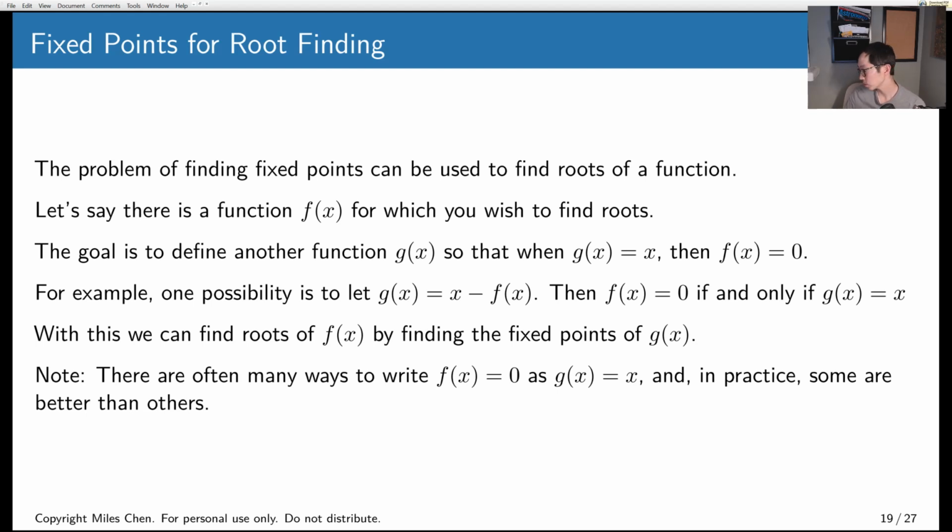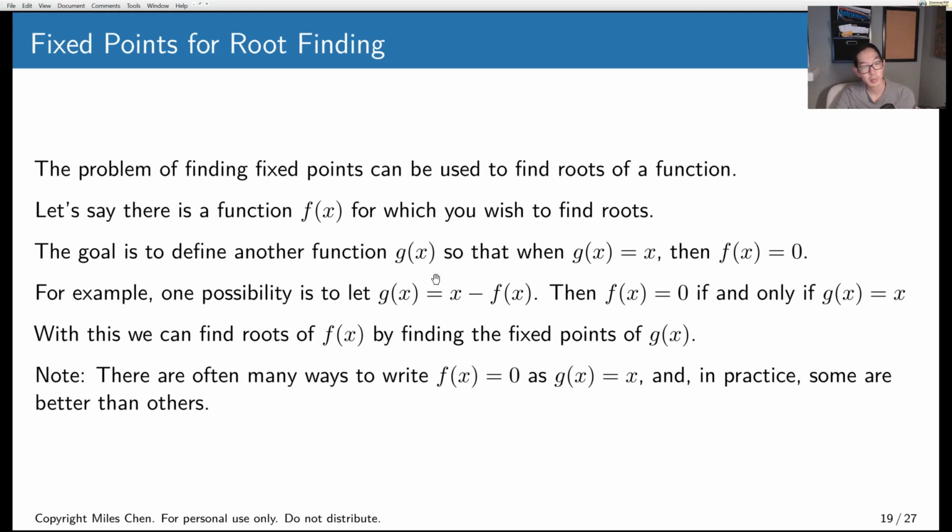One possibility is you just let g of x equal x minus f of x. We can say g of x is equal to x minus f of x. And so you can see that f of x is going to equal 0 when g of x is equal to x. By solving this, when g of x is equal to x, that's going to be exactly the same location where f of x is equal to 0. And so now we can find the fixed points of this function, x minus f of x, and that's going to give us the roots of f of x.